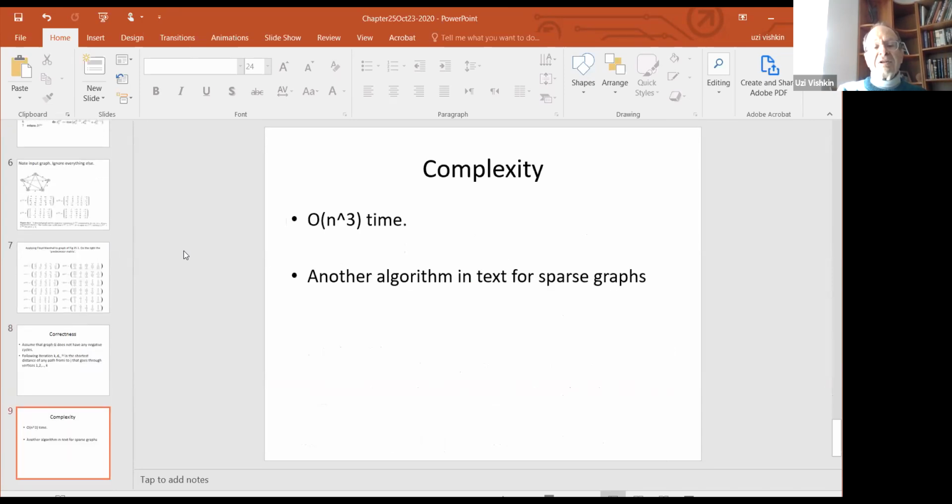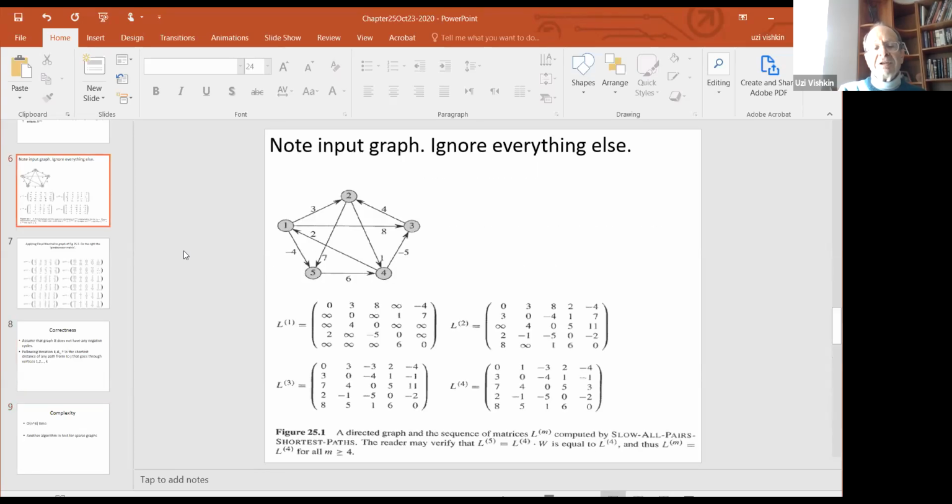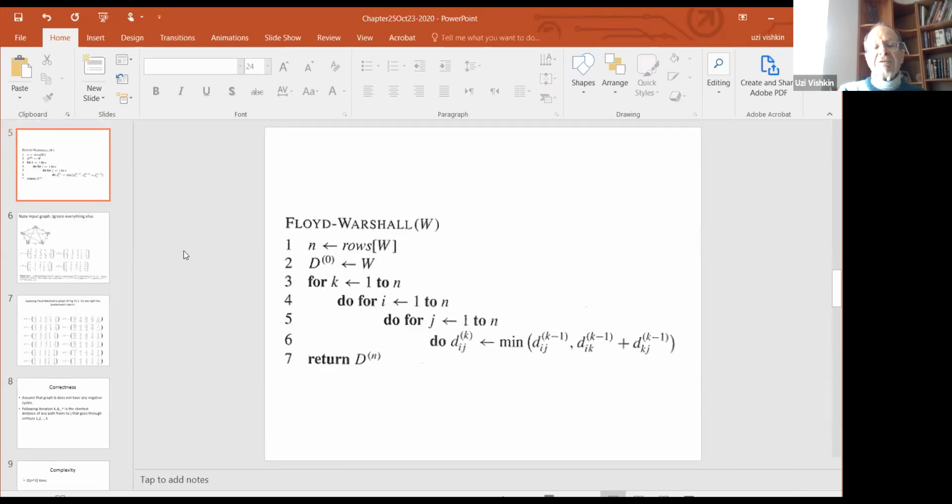It's the usual induction, and the complexity is n cubed. Why? Because we have n iterations for the intermediate node, and then i, j, because we do it for every i, j. That's exactly, we went over it already. I mean, from here, it's absolutely trivial. So n internal loops. It's 3 internal loops, so it's n cubed. So that's it.